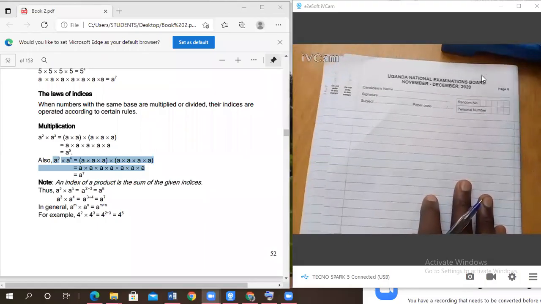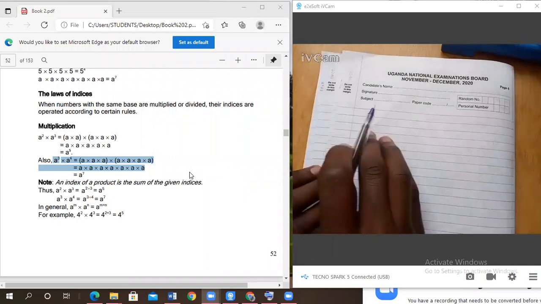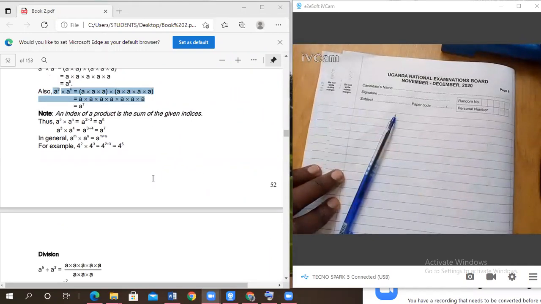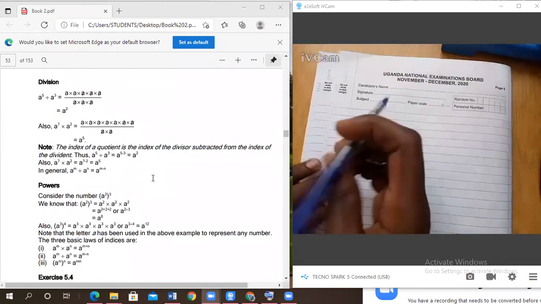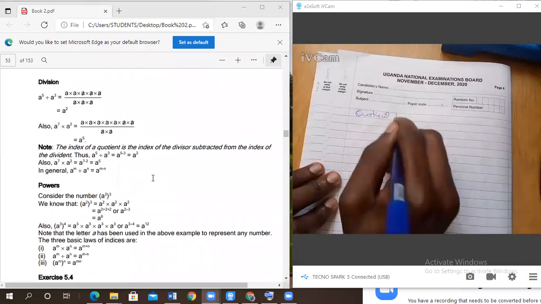So let's continue from where we have stopped. We are still looking at the first law, which is the multiplication law. Now we can go to the division law. Let's look at division, or sometimes we call it the quotient law. The quotient law.